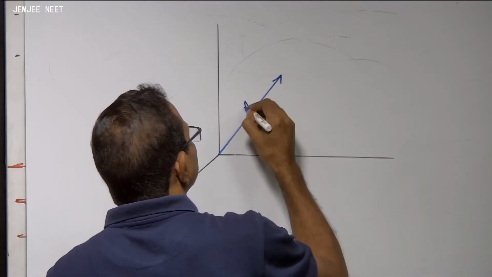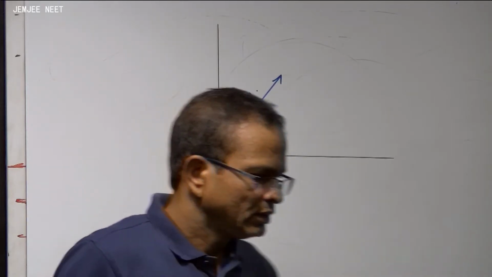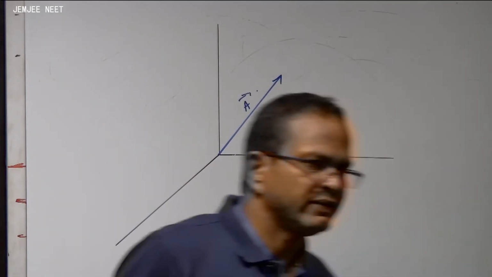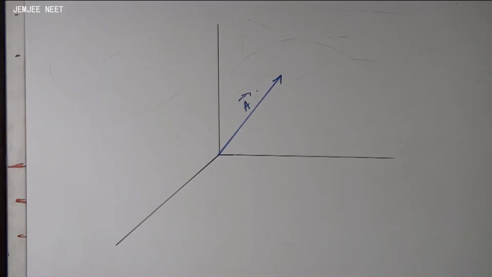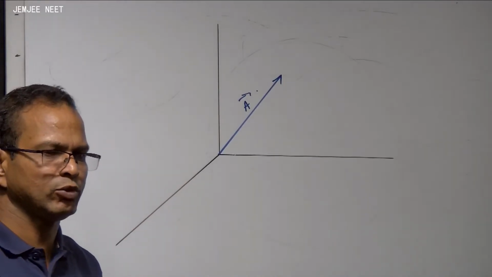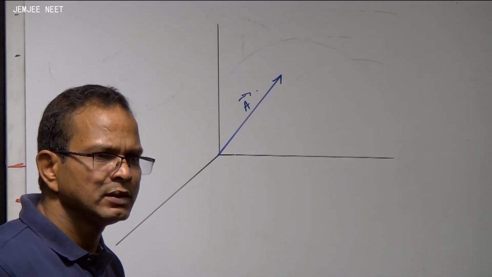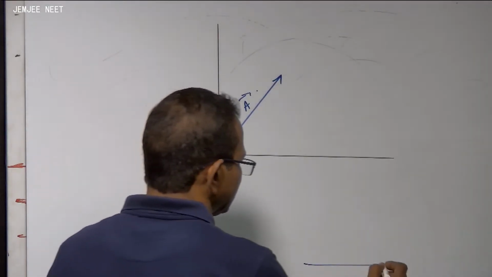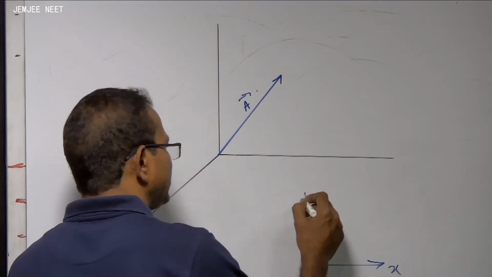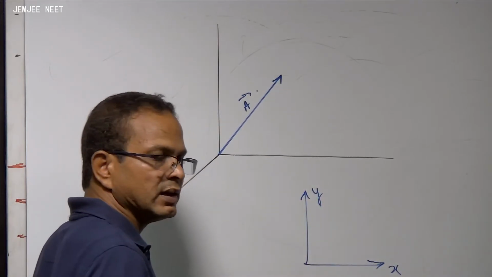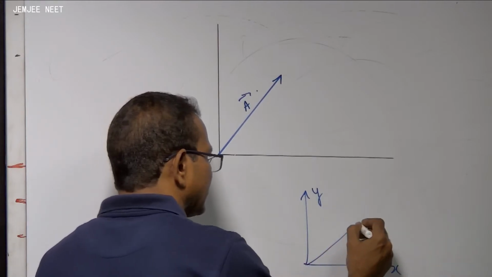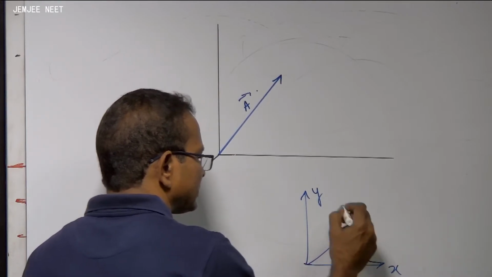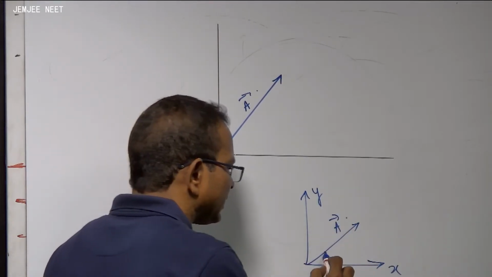Say A vector. Now, if this vector is in a 2D plane, what do you mean by 2D plane? x axis, y axis, only the xy plane. Suppose the A vector is here, making an angle theta.